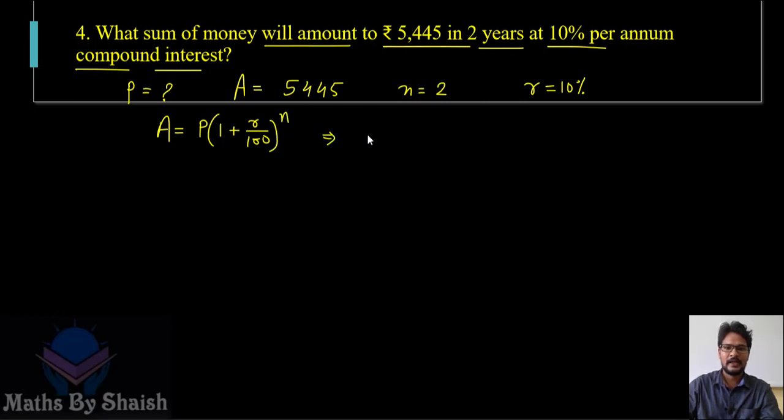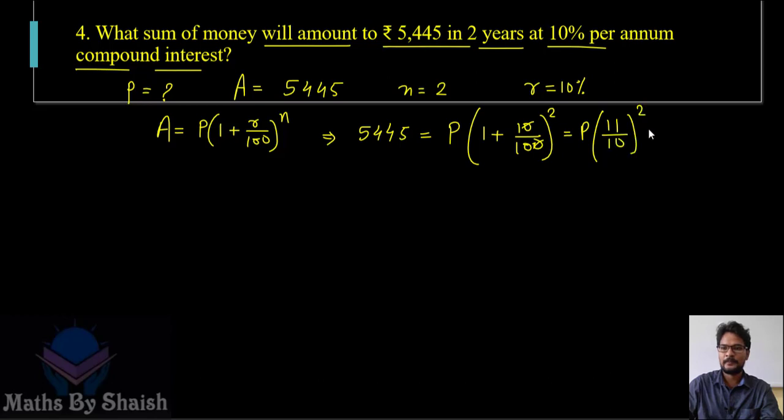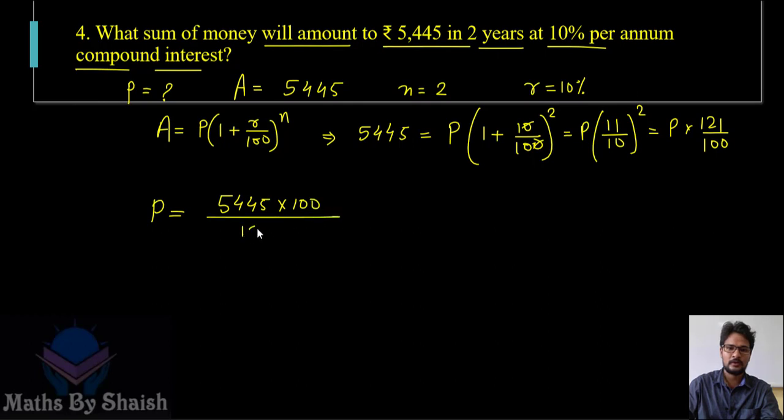And here we have A, the amount, as 5,445 equals P, which is missing, so P as it is, times 1 plus R, that is 10 over 100, to the power 2 because n is 2. So these two got cancelled. We got this as P times 1 plus 1 over 10, that is 11 over 10 whole square, and it is P times 121 upon 100. And then we will do the cross multiplication to get the P value. P value will be 5,445 into 100 divided by 121.